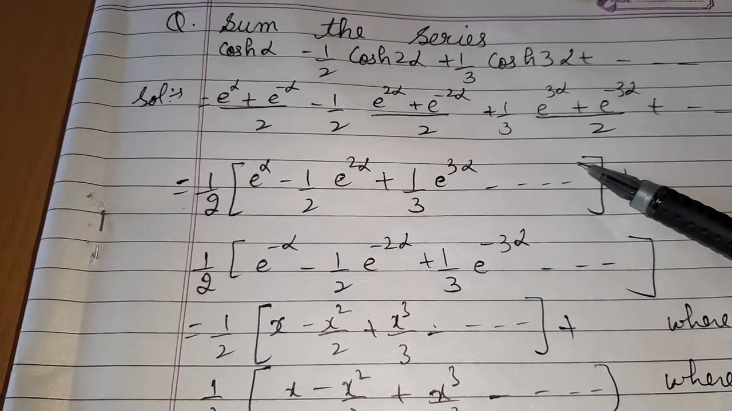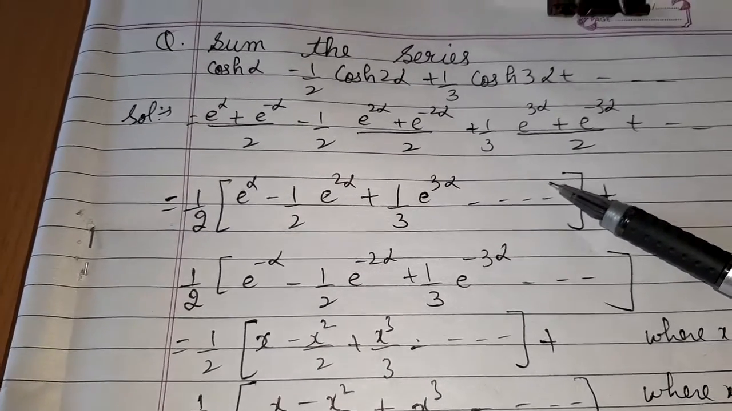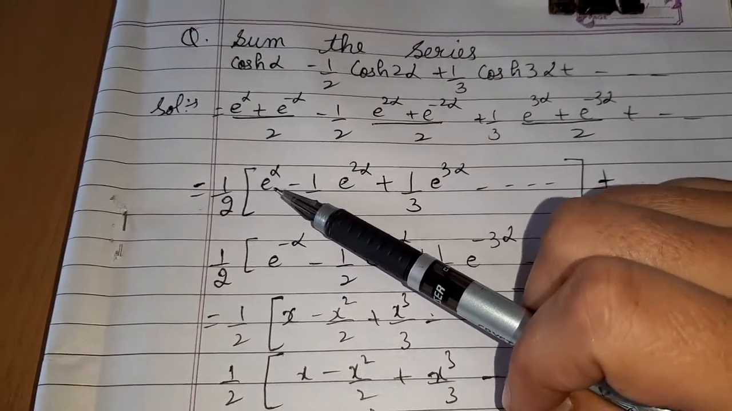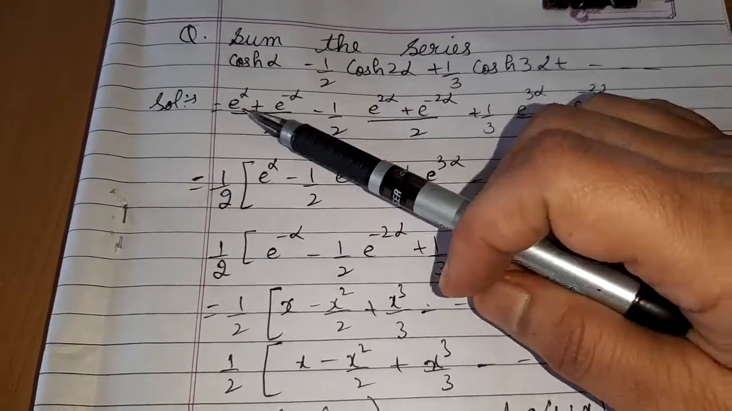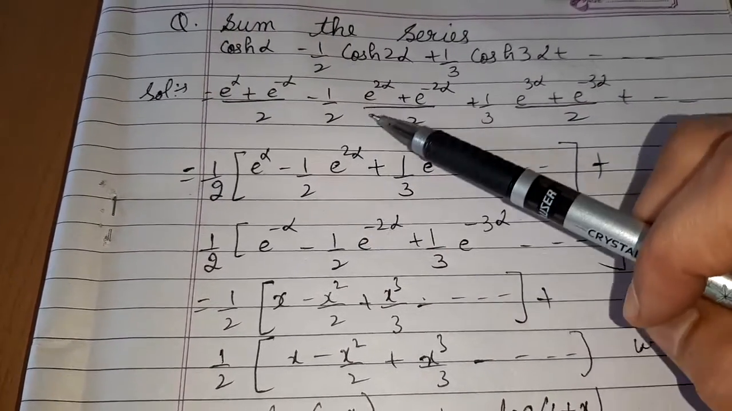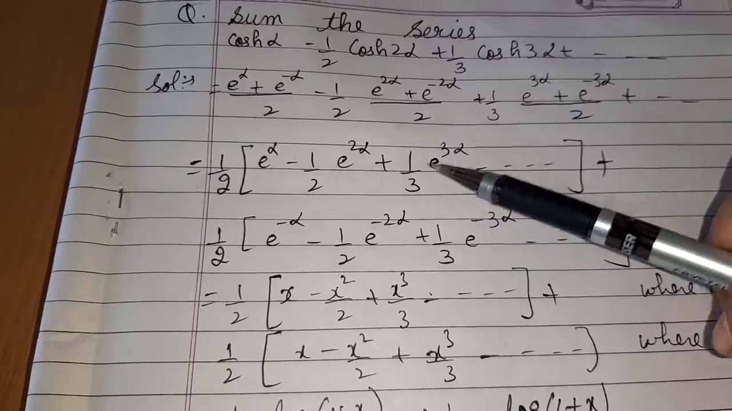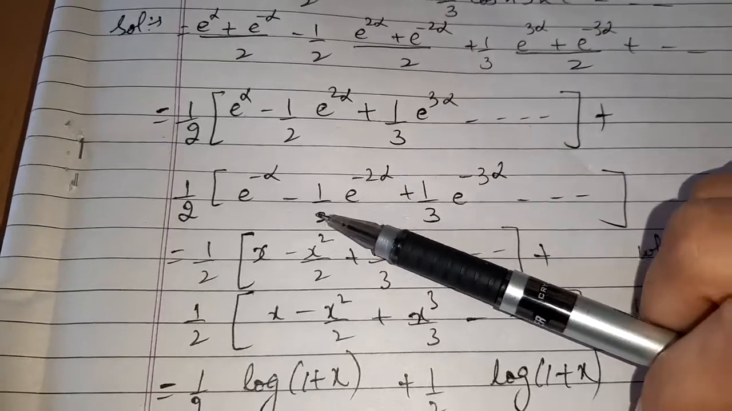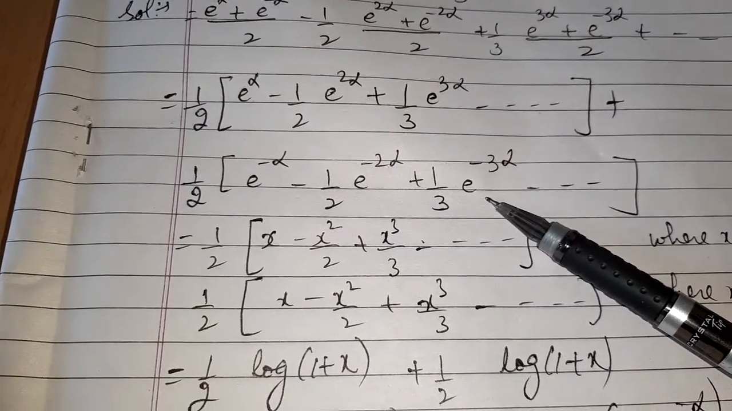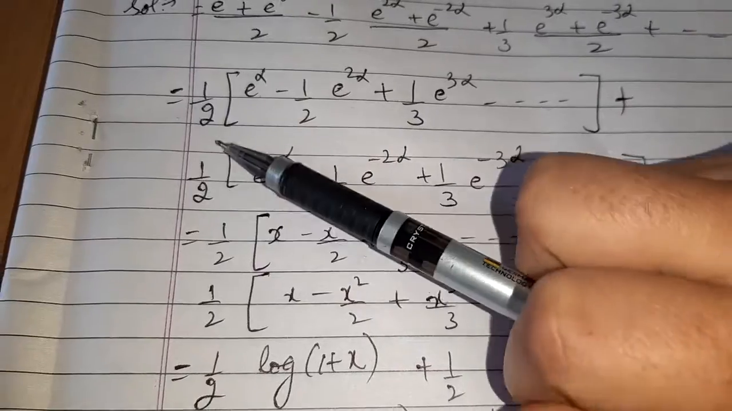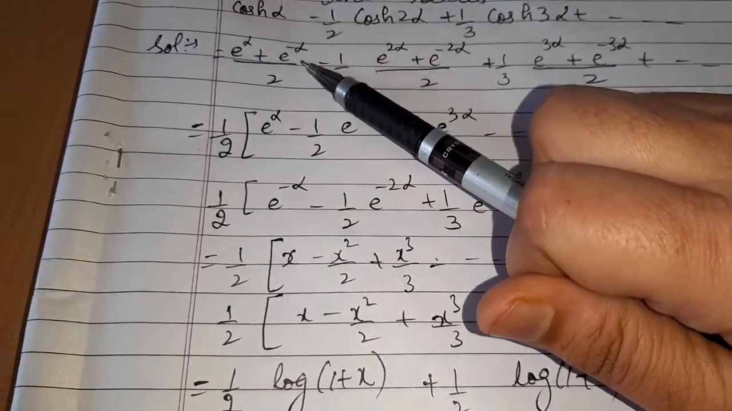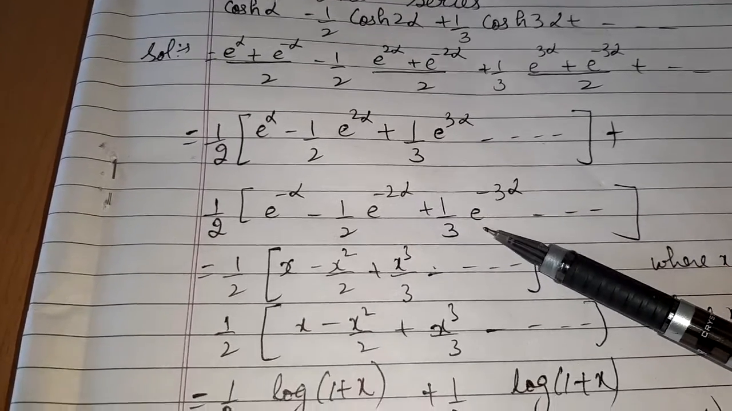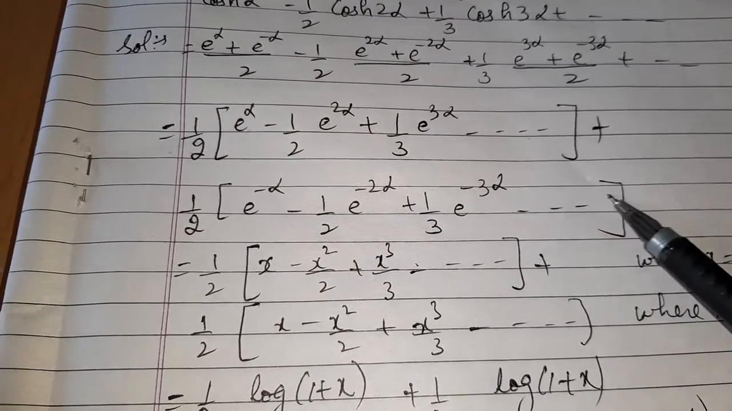Next step is now we want to separate these series. First of all, taking 1 by 2 common, we have to make series of e raised to power alpha. It will become e raised to power alpha minus 1 by 2 e raised to power 2 alpha plus 1 by 3 e raised to power 3 alpha and so on. Plus next is to separate the e raised to power minus alpha terms. Again taking 1 by 2 common, we will get e raised to power minus alpha plus 1 by 2 e raised to power minus 2 alpha plus 1 by 3 e raised to power minus 3 alpha and so on.